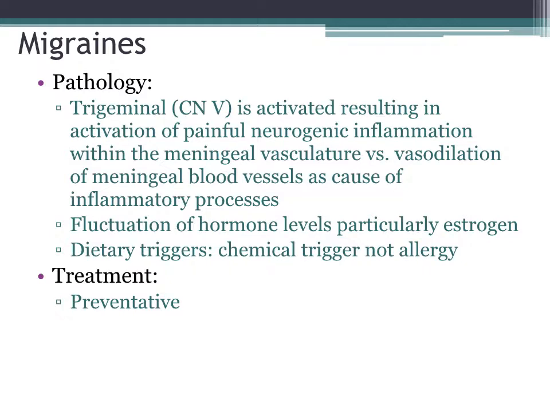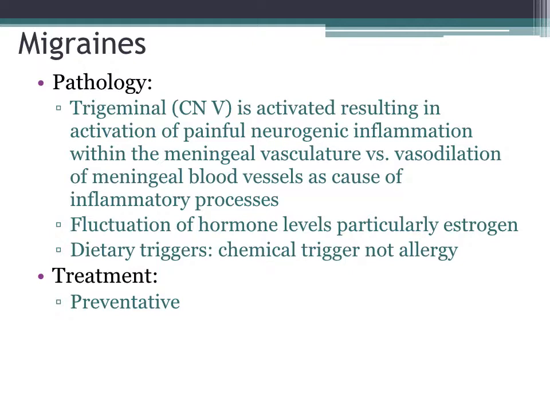We know that fluctuation of hormone levels, particularly estrogen, has a lot to do with people getting migraines, which explains why there's a much larger number of women that get them than men. And often women will say that they have more migraines during pregnancy when the estrogen levels are high as well. Dietary triggers have been noted in some people, and they feel that it's actually a chemical trigger in those foods rather than an allergy to them.